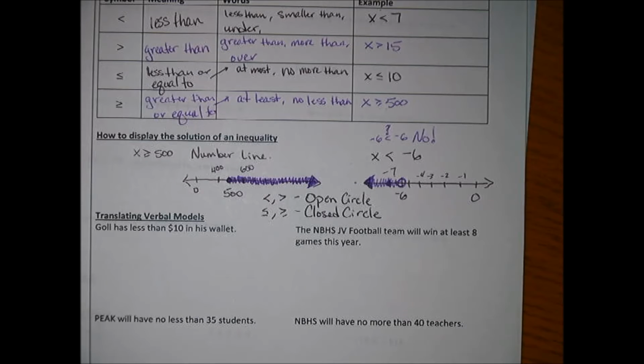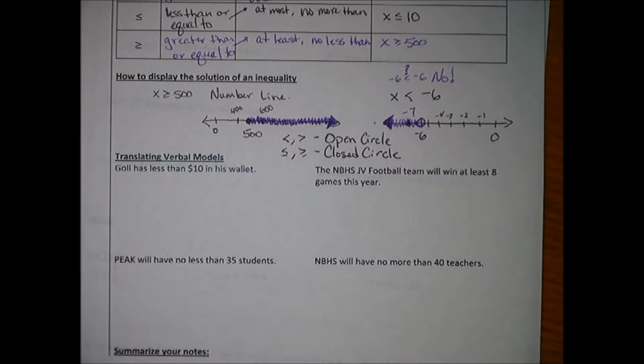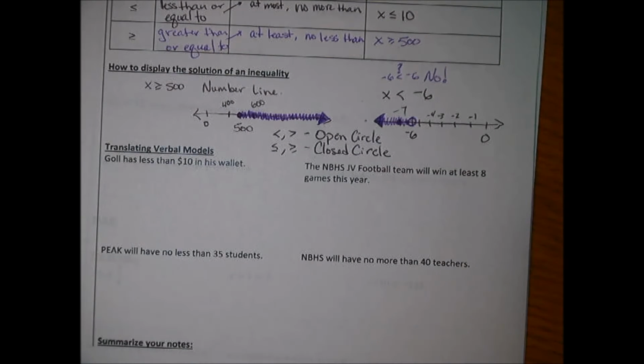So let's go ahead and look here. It says for the first one, Gall has less than $10 in his wallet. I always have less than $10 in my wallet. I never have cash on me. So don't rob me. It's not worth it.